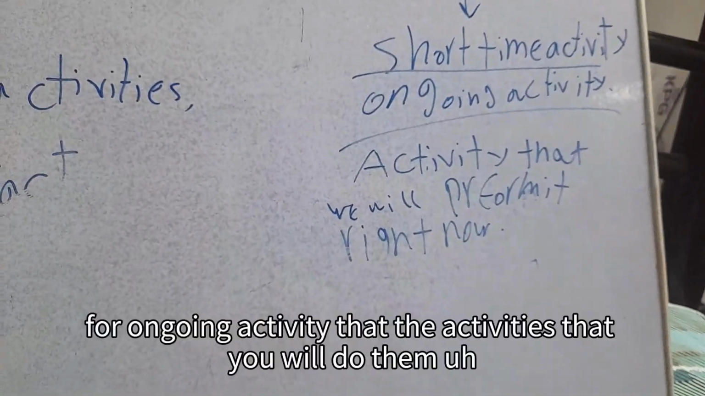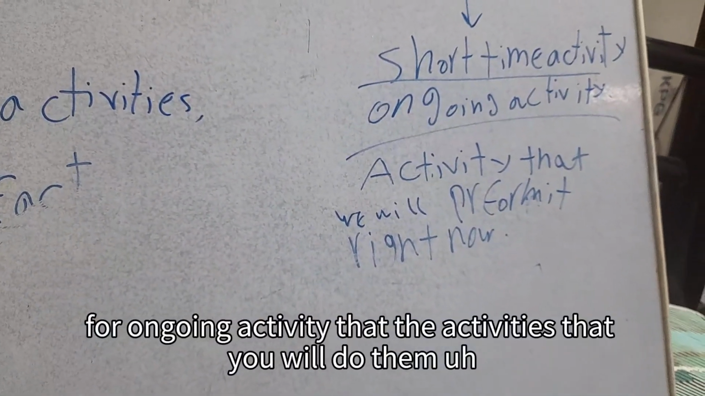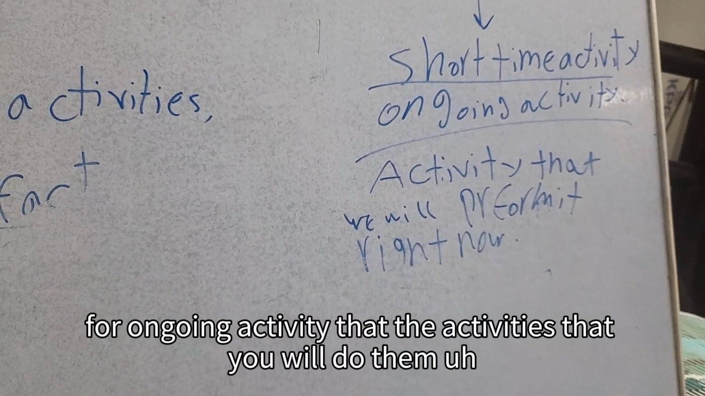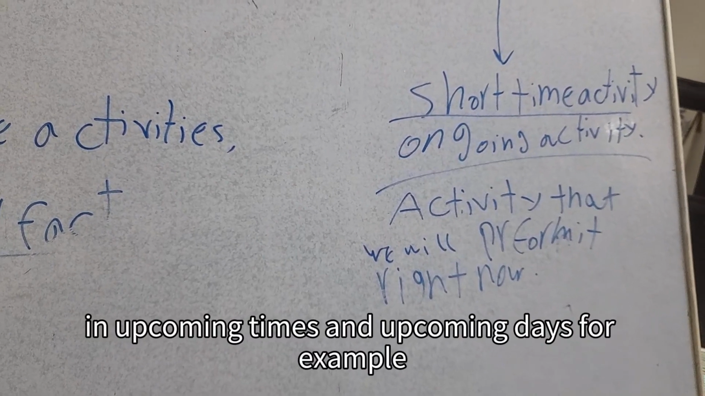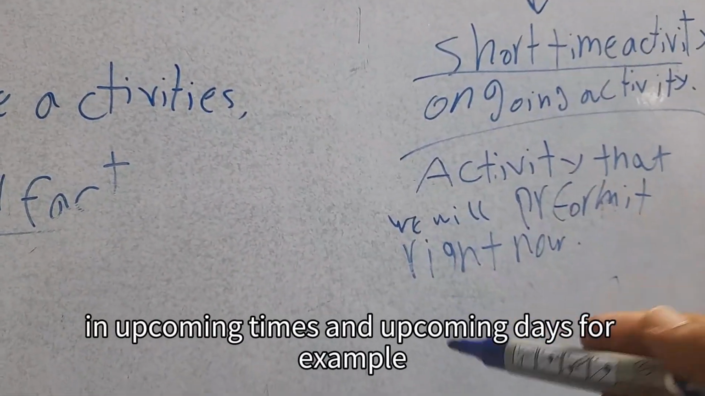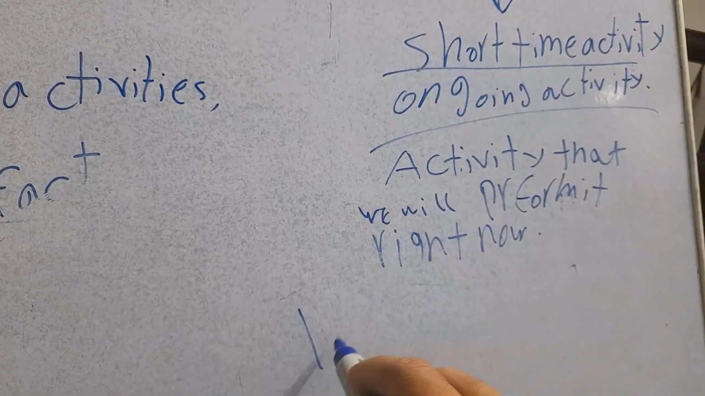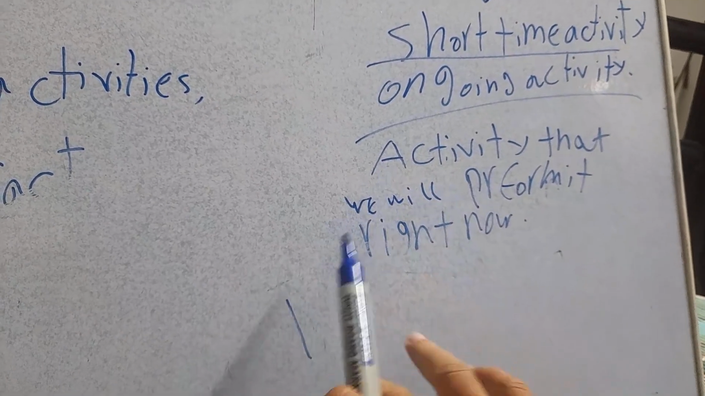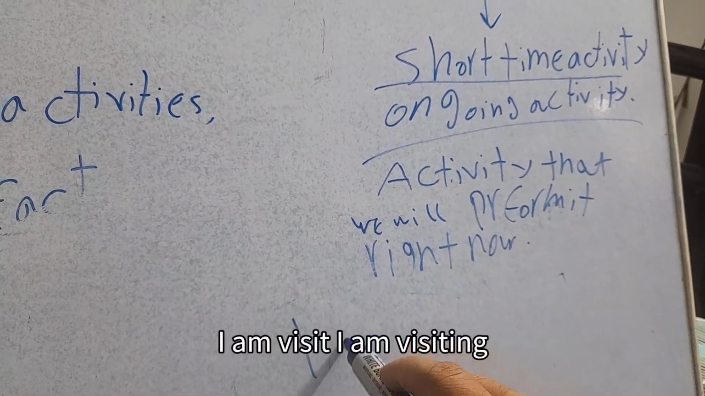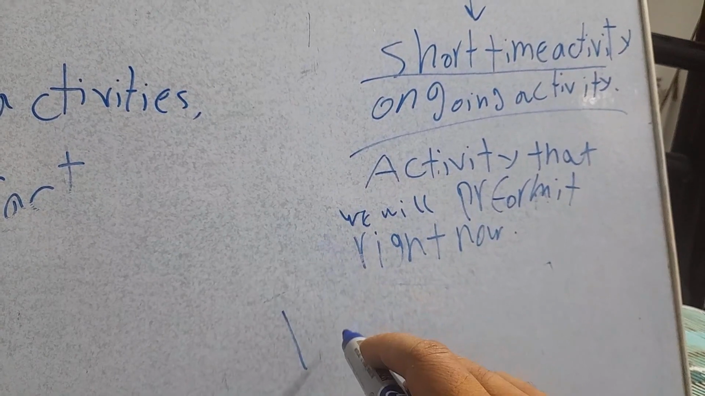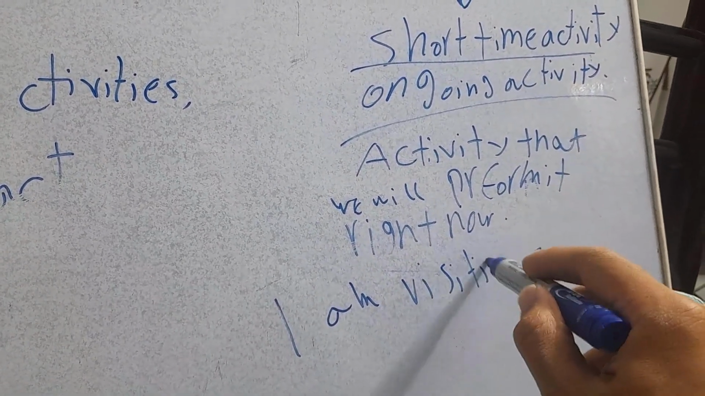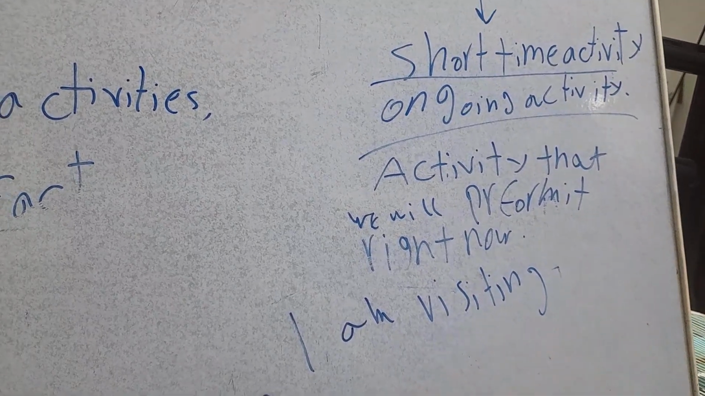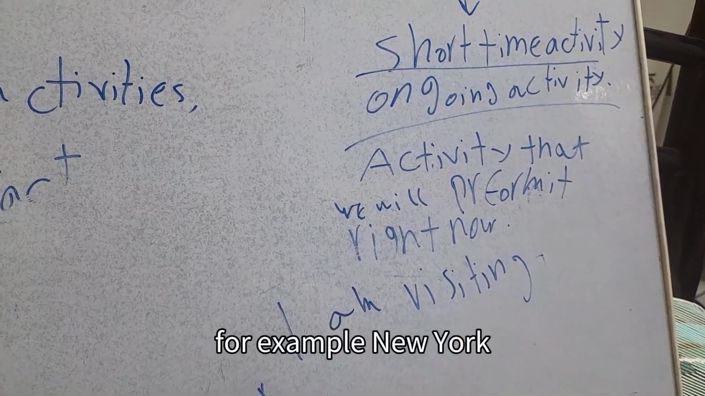Or for example, for ongoing activity, the activities that you will do in upcoming times and upcoming days. For example, I am visiting, for example, New York.